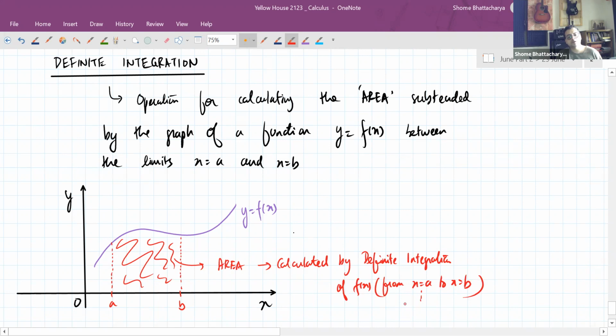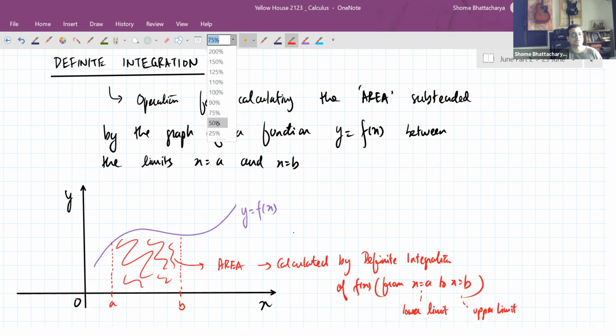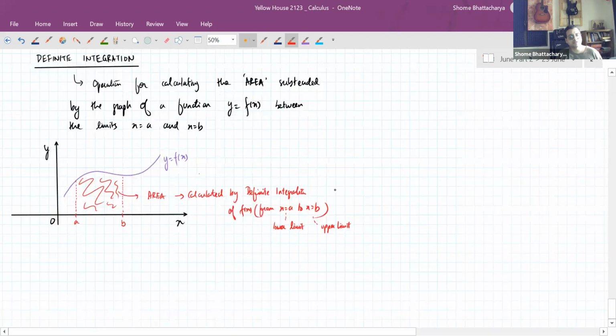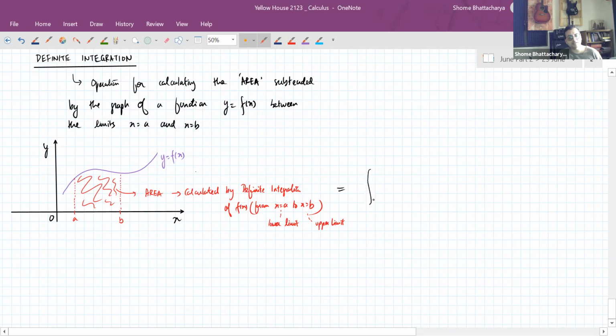Okay, so this is called the lower limit and this is called the upper limit. Now this operation is represented by this symbol. We say that this definite integration is represented by a symbol like this, integration symbol of fx with respect to x, but with limits x equal to a to x equal to b. So this is what this symbol means, where x equal to a is the lower limit, and x equal to b is the upper limit.